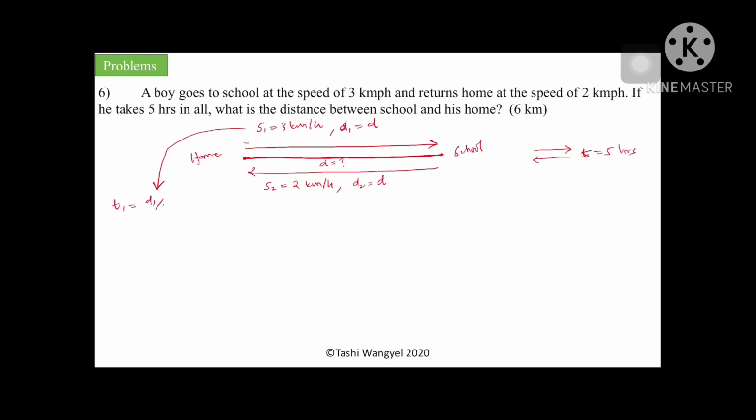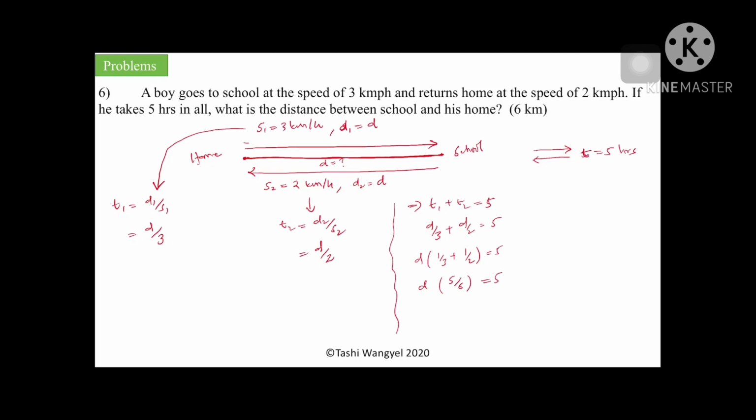Using the condition, T1 is D by S1, where S1 is the going speed, and T2 is D by S2, where S2 is the return speed, which is 2 km per hour. We know that T1 plus T2, the total time, is 5 hours. So D by 3 plus D by 2 is equal to 5. D times (1 by 3 plus 1 by 2) is equal to 5, so D times 5 by 6 is equal to 5. Therefore D is 5 into 6 by 5, so the D value is 6 km.